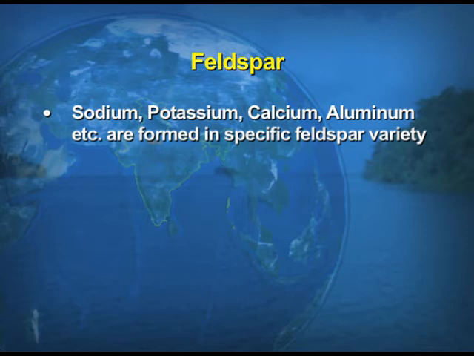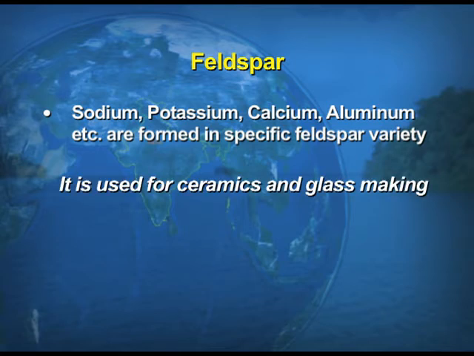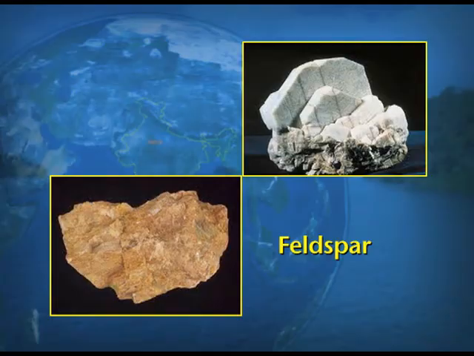Now we talk about the different forms in which feldspar is used. It is used basically for ceramics and glass making. Now, if you look at the screens, you can see how feldspar looks. These are two different pictures of the feldspar, one with the white color, another with the pink color. So, you can differentiate between the two different colors of the feldspar.